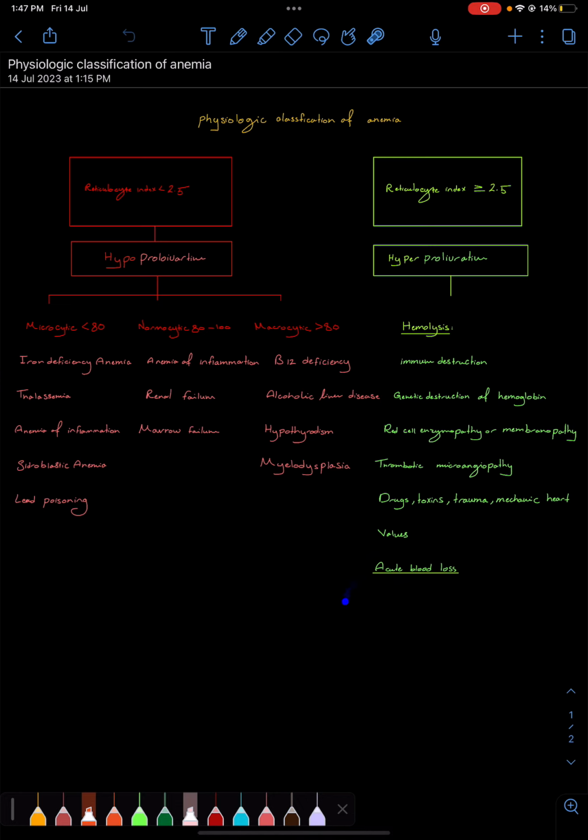And lastly, acute blood loss, because the body wants to compensate for the loss, so it starts to produce more reticulocytes. So to recap, this is the physiologic classification of anemia. Reticulocyte index less than 2.5, and more than 2.5. It could be hypoproliferative or hyperproliferative, and hypo has these categories according to the MCV. And the hyperproliferative is either hemolysis or acute blood loss.